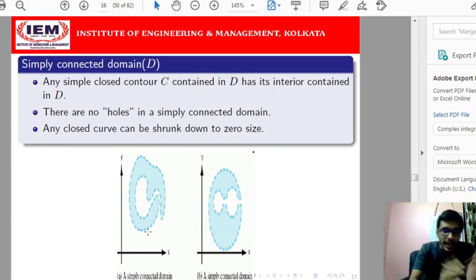Another property is that if we string this curve, that is, from this end and from this end, the curve will coincide at a particular point. Here also, from this end and this end, if we try to string the curve, it will coincide at a particular point. Because there is no hole inside the region, it is called a simply connected domain.